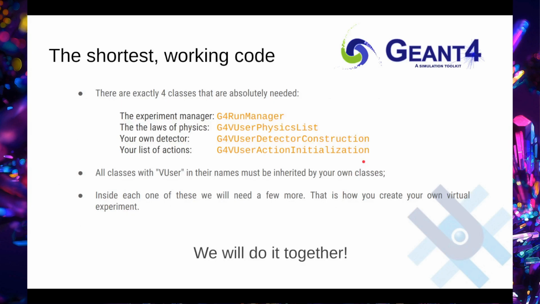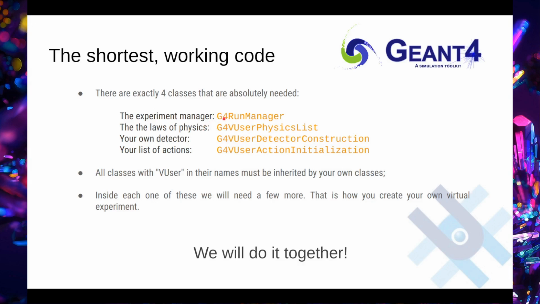So the shortest working simulation needs exactly 4 classes, no more, no less. Everything runs on the run manager. So a run is an analog of an experimental run. You're going to run your experiment, and you can actually have many runs of your experiment, and you have a run manager for that. The run manager needs 3 other classes.